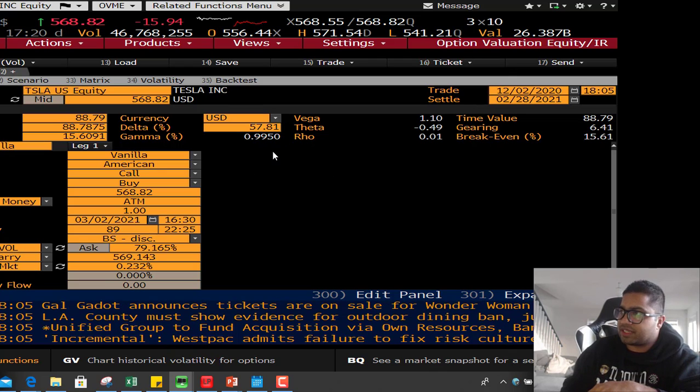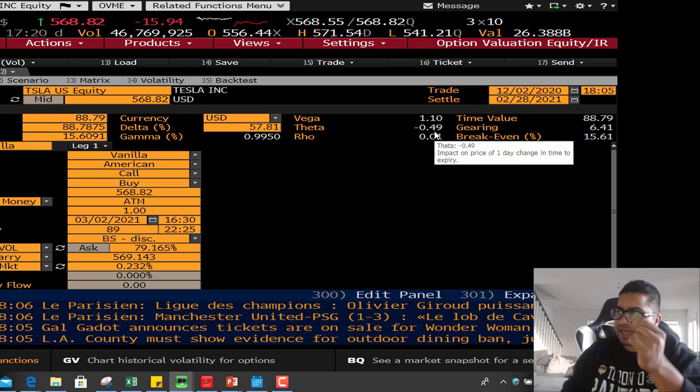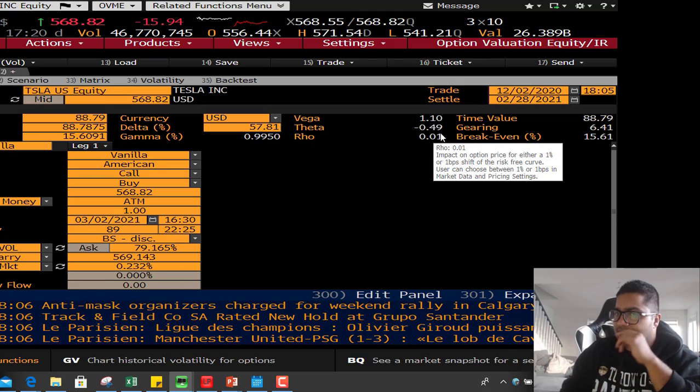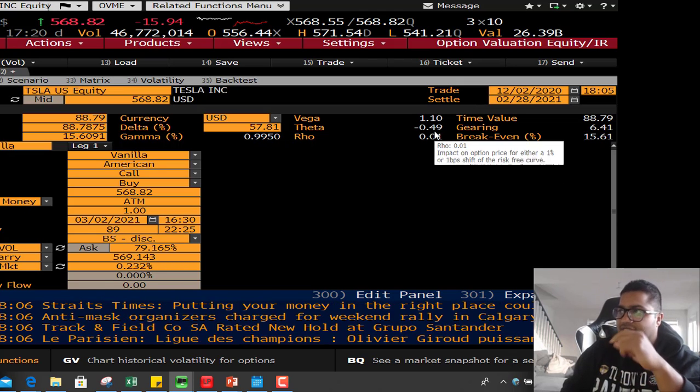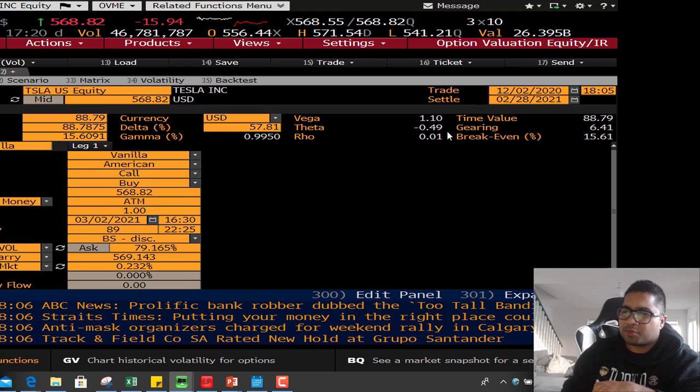Then Gamma, you have to adjust by Gamma for large moves. Vega is 1.10. So every time volatility moves, this option will move by 1.1 times that volatility change. Theta is 49 cents. So each day it is negative. So each day you're going to lose money. How much you're going to lose? 49 cents. Okay, Rho is 0.01. Rho generally doesn't matter to option traders. As an option trader, we don't focus much on Rho.